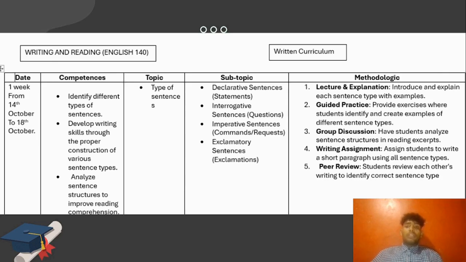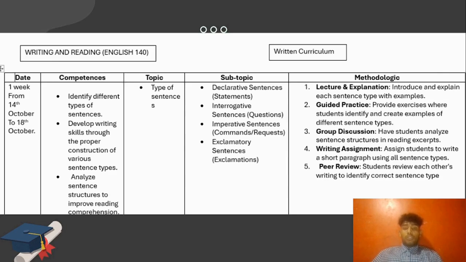And also the methodology that I'm going to use in the classroom is lecture explanation. I'm going to introduce and explain each sentence type with a sample. I'm also going to bring a PPT presentation in order to teach them the types of sentences. There will be a guided practice. I'm going to provide some exercises where the students identify and create examples of different sentence types.